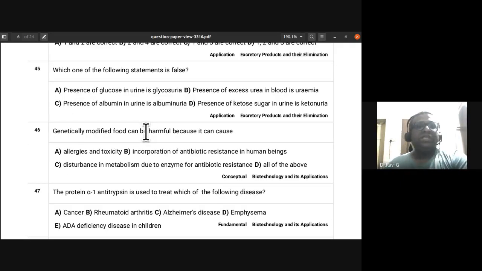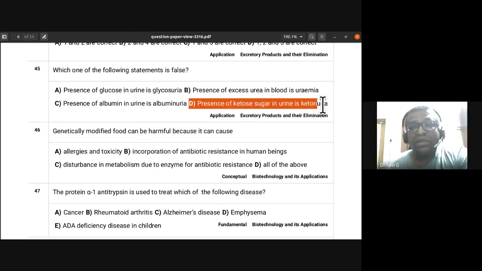Which one of the following statements is false? Presence of glucose in urine, glycosuria. Presence of excess urea in blood is uremia. Presence of albumin in urine is albuminuria. Presence of sugar in urine is ketonuria. So which of the following statements is false? So the 45th, the correct answer is D, the false statement. Presence of keto sugar in urine is not called ketonuria.